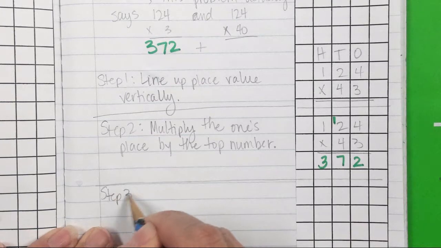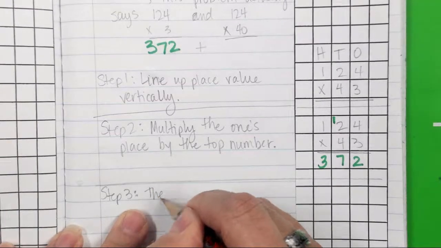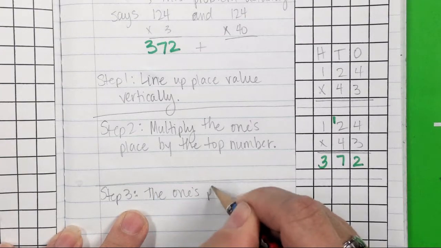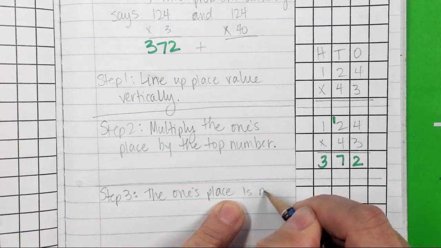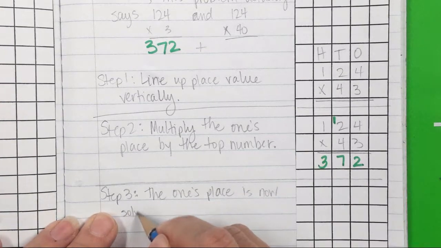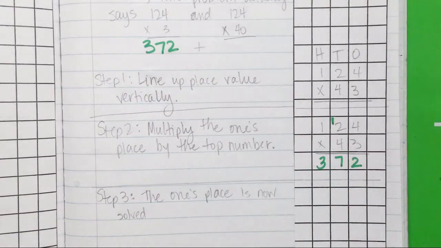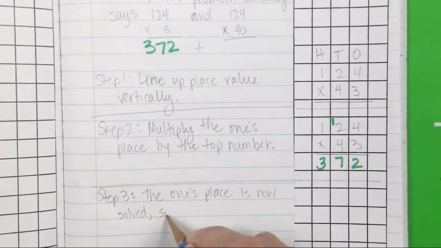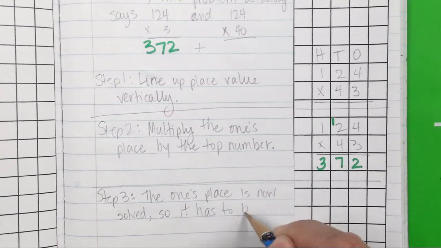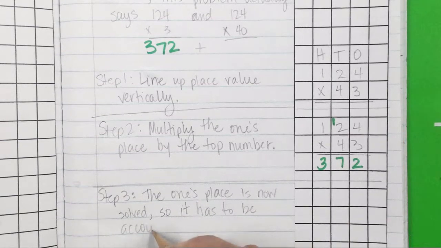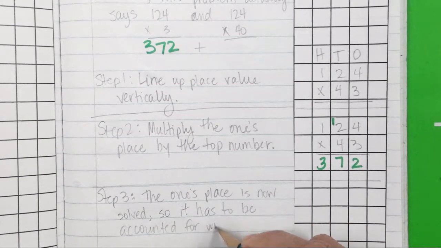Step 3, the ones place is now solved. So we're finished with this ones place. We have it on both problems. So it has to be accounted for with the tens place.